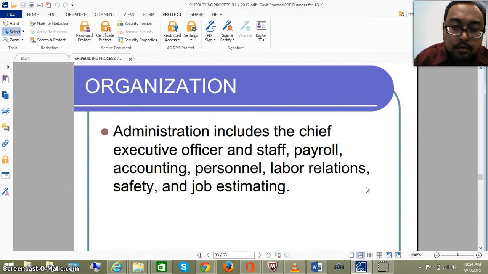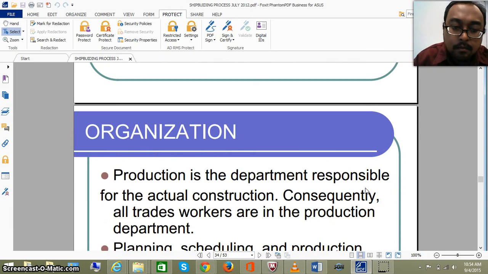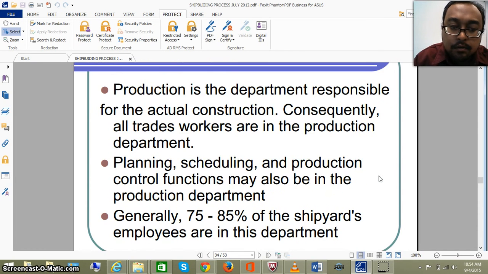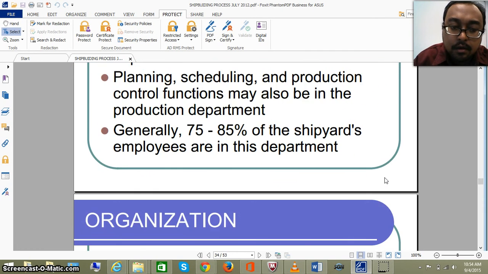Administration includes the chief executive officer and staff, payroll, accounting, personnel, labor relations, safety, and job estimating. Production is the department responsible for the actual construction. All trade workers are in the production department. Trade workers are skilled workers. Planning, scheduling, and production control functions may also be in the production department. Generally, 75 to 85% of the shipyard's employees are in this department.